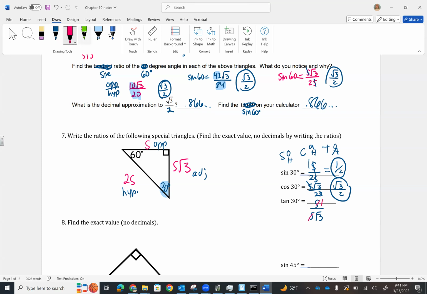You're left with the 1 on top. You do need to times top and bottom by the square root of 3. You get the square root of 3 over 3, square root of 9, which is 3. So here are 3 answers to this question.